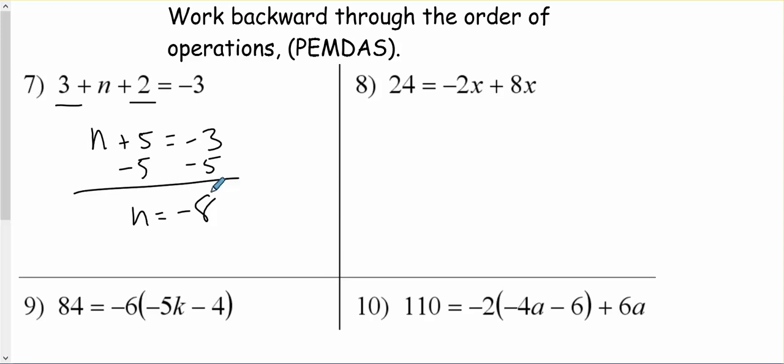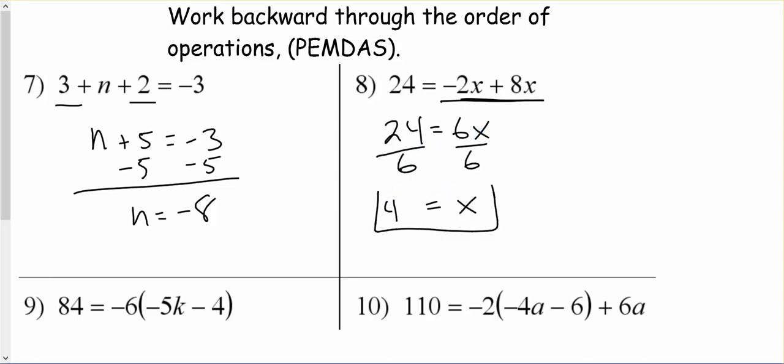For example 8, we've got like terms here, -2x and 8x. Those combine to make 6 times x. What's happening to our x? It's being multiplied by 6, so we're going to divide by 6. So x equals 4.